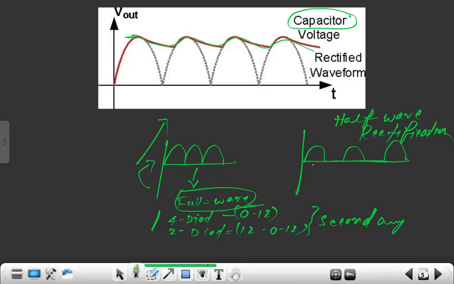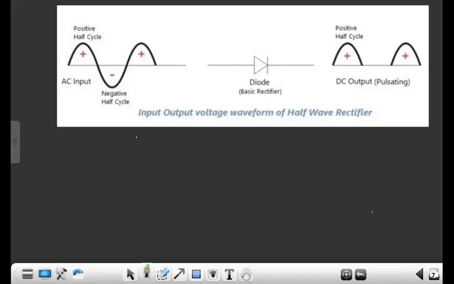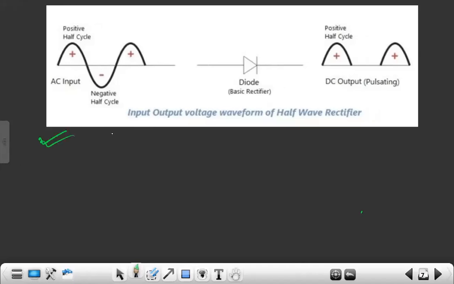In the case of half wave rectification, we use only one diode, through which we will get half wave rectification pulses, and this is full wave rectification pulses. Here we are able to see the half cycle of a wave and another half cycle of a wave. It comprises a complete full cycle of one wave.